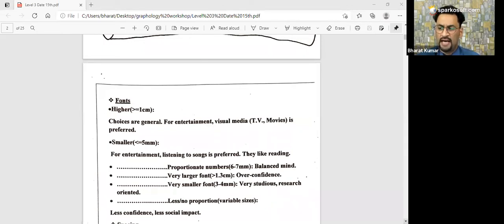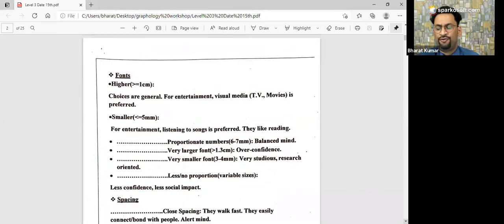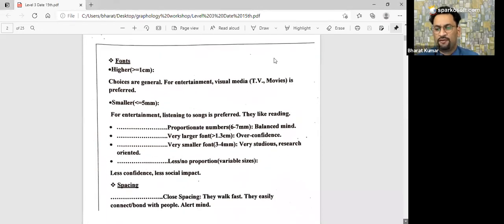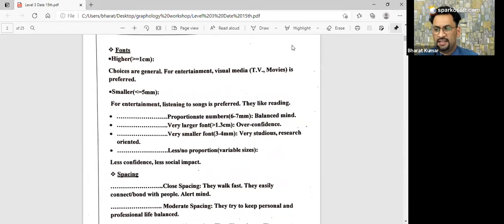If the font size is smaller than 5 millimeter, then what will happen?